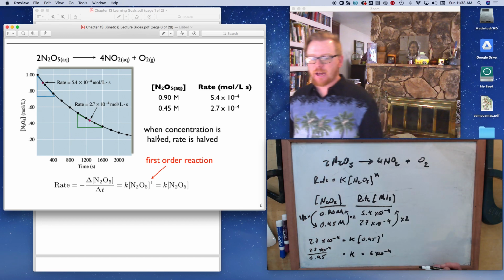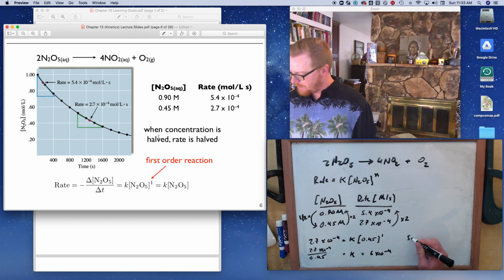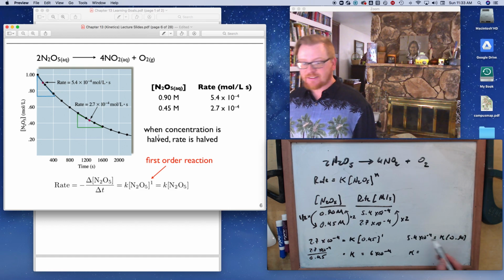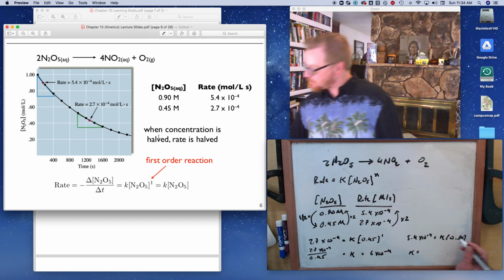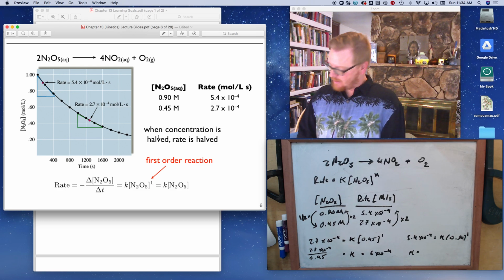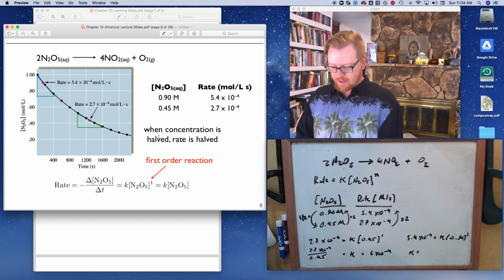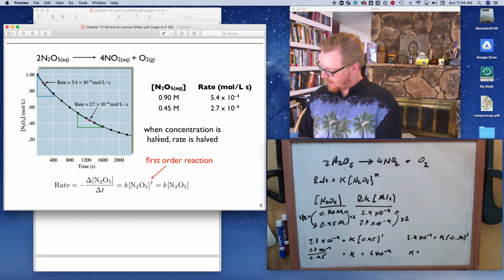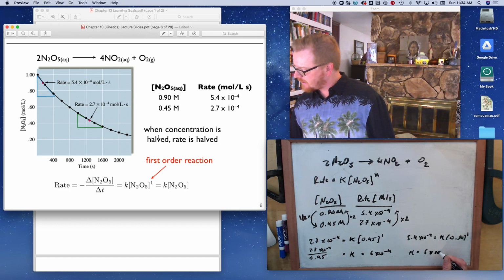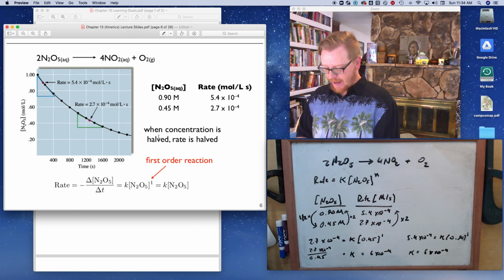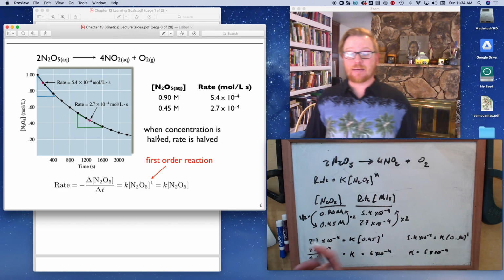Okay, now what if I try it for the other data point? So if I say now 5.4 times 10 to the negative 4 equals k times 0.90, and I do the same thing, I solve for k by saying 5.4 times 10 to the minus 4 divided by 0.9, and that's 0.9 raised to the first power, okay? So 5.4 e to the minus 4 divided by 0.9, and I get 6 times 10 to the negative 4. Let me just double check that because I think I hit the wrong button. Yes, I get 6 times 10 to the negative 4.